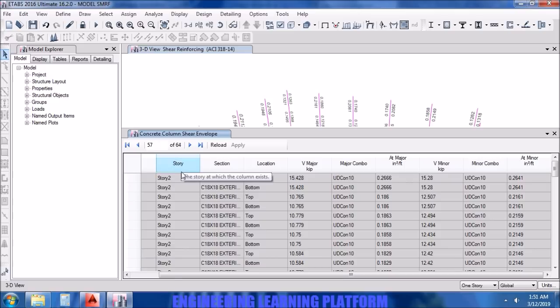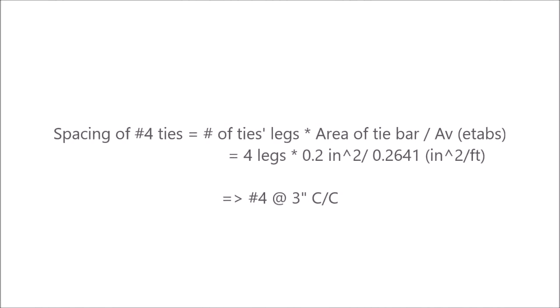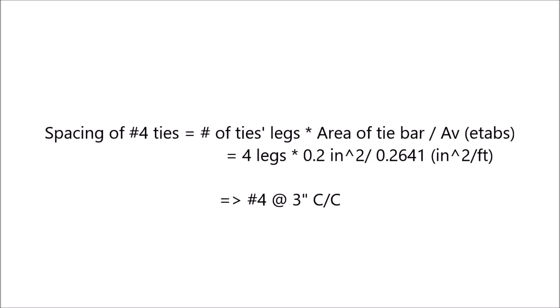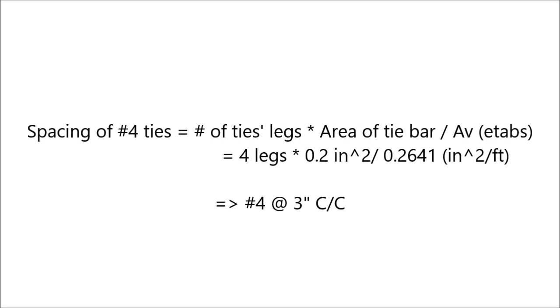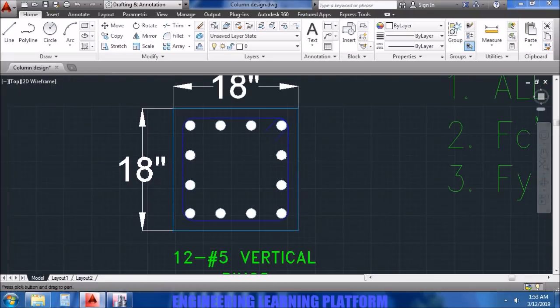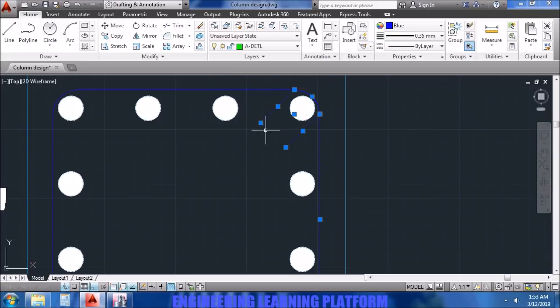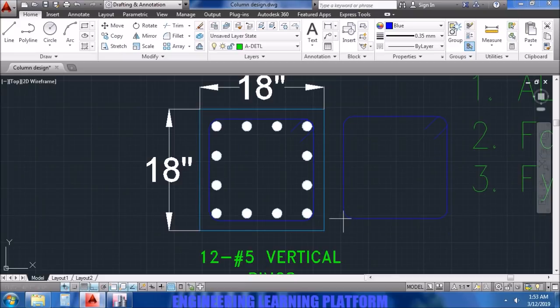I think 2 legs of bars would not work with this area, so we will need to provide 4 legs. The spacing of ties is equal to the number of tie legs multiplied by the area of the tie bar divided by the area of steel. That gives us number 4 at 3 inches center to center. So quickly modeling 4 leg bars.